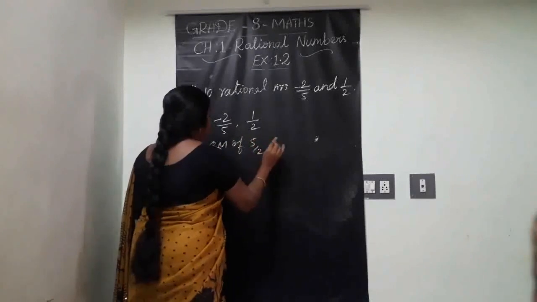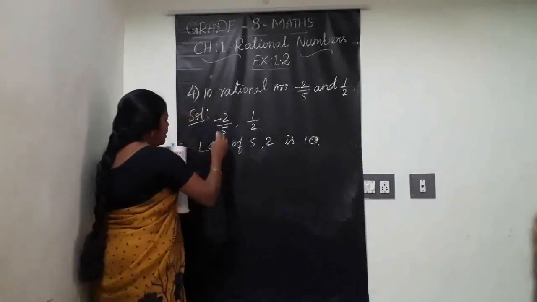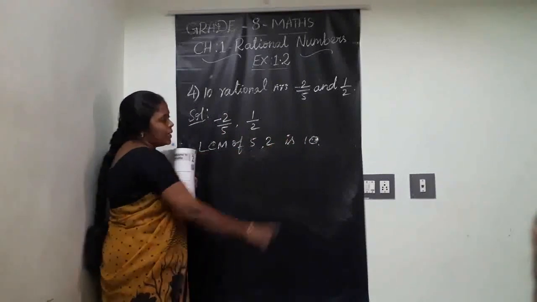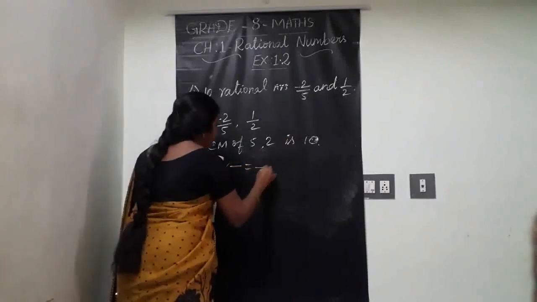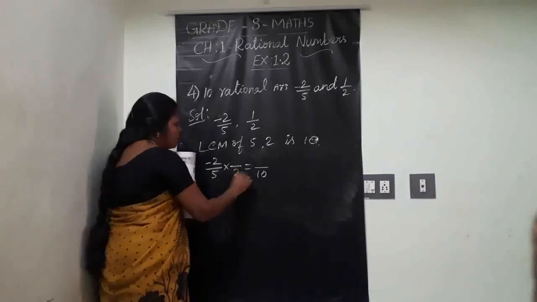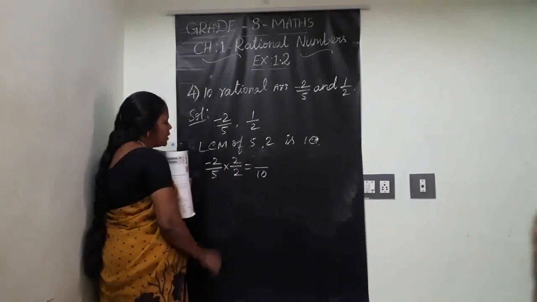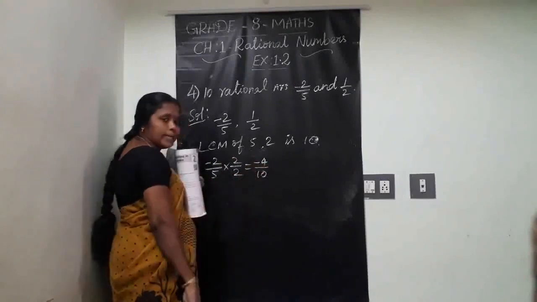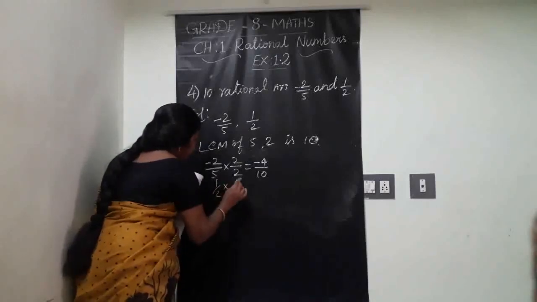LCM of 5 and 2 is 10. Clear? Now make equivalent fractions with the new denominator 10. What to do? Minus 2 by 5, 5 into dash is equal to 10. The common factor here is 2 only. So 5 twos are 10. Like that, on the upper side, what comes? Minus into plus, minus. 2 twos are 4. Minus 4 by 10. Clear children? Like this, take this 1 by 2. 1 by 2.